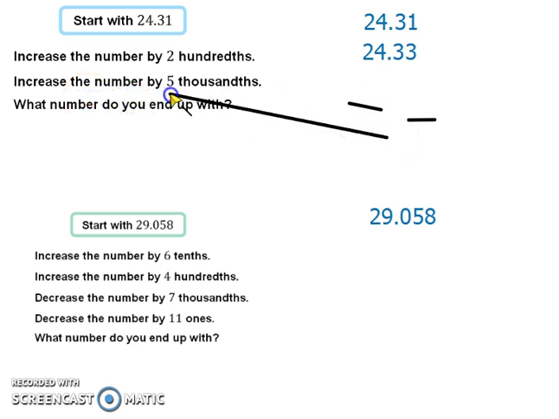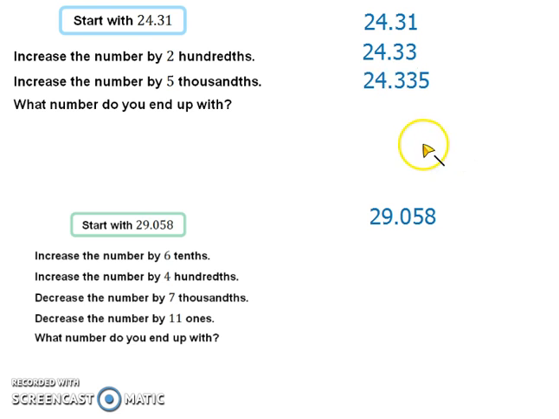Okay, now the next part asks us to increase the number by 5 thousandths. Now, remembering that we have 2 in the tens column, 4 in the units column, decimal place, 3 in the tenths column, 3 in the hundredths column, we don't have anything in the thousandths. But really, the zeros go on for infinity this way. So if we had a 0 here, and we increase the number by 5, it just goes up to 5.